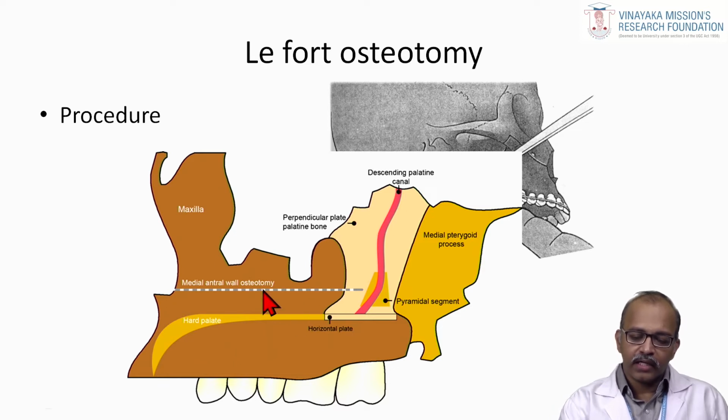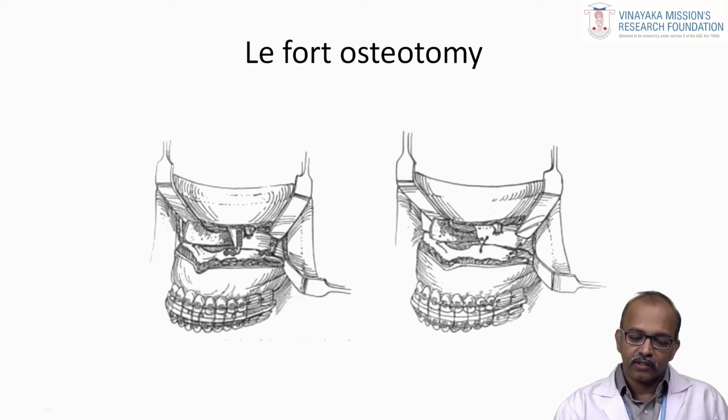While doing the medial wall cut, we should be careful about the descending palatine artery, because it will come there. So, we have to cauterize it after down fracturing it without traumatizing it. This is after plates and screws repositioning.